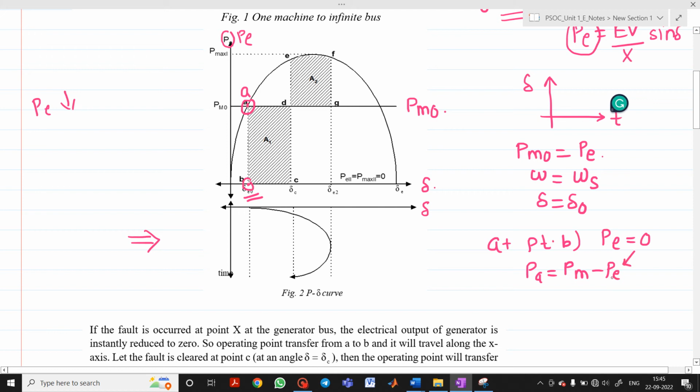This PE will be equal to 0. So what will your PA be? PA will only have a value equal to PM, which will be more positive. That is, it goes into the acceleration area. Due to a large amount of acceleration power, the rotor will start to accelerate and the load angle delta will start increasing. So if you observe, the load angle delta will start increasing in this direction along the x-axis.